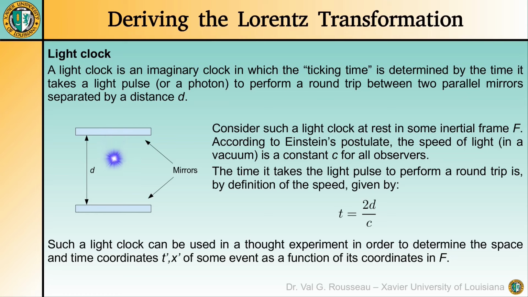In order to determine how the remaining t and x coordinates transform, we can make use of an imaginary light clock. In such a clock, the ticking time is determined by the time it takes for a light pulse to perform a round trip between two parallel mirrors. If we call d the distance between the two mirrors, then we can determine the ticking time. Remember Einstein's postulate. The speed of light is a constant c for all observers. Speed, by definition, is the distance traveled divided by the time of travel. So we conclude that the ticking time is t equals 2d over c.